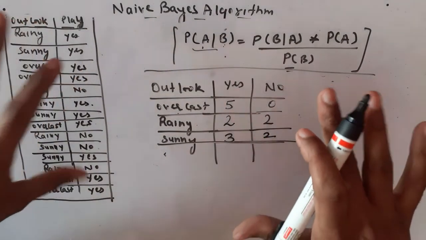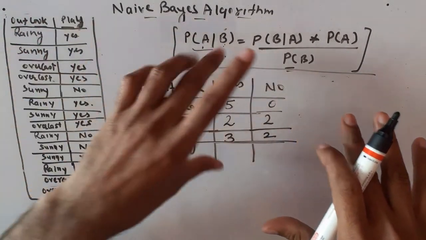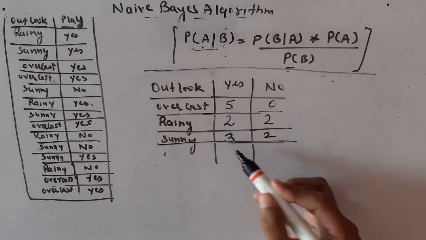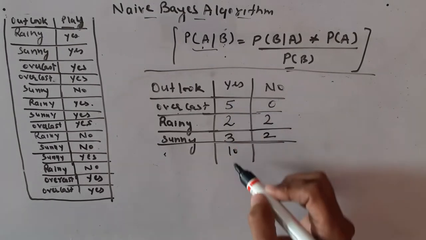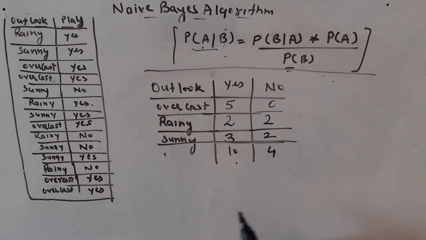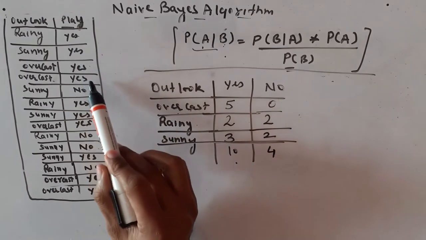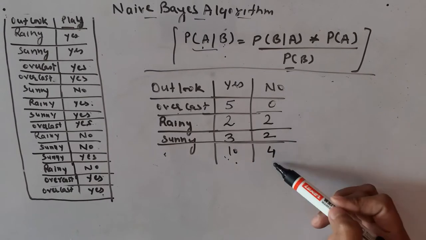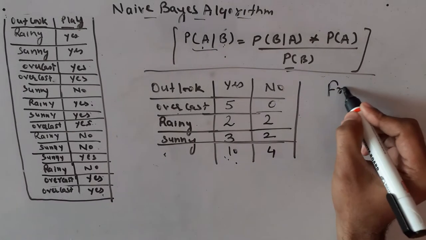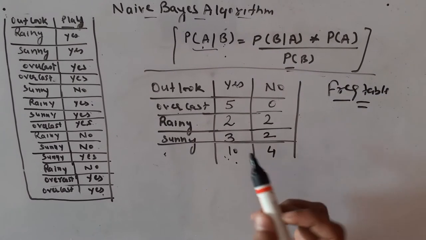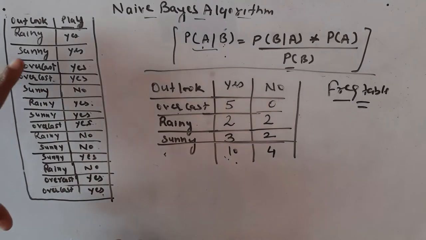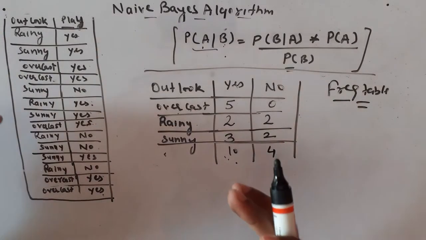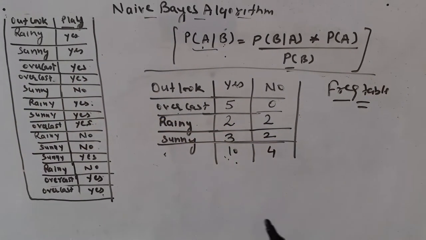I have calculated the occurrence or frequency for each feature, and I put it into yes and no. So you can see 5, 2, 3 for yes. There are a total of 10 occurrences of yes, and 4 occurrences of no. So this is our frequency table. A frequency table is nothing but converting our raw data into another form, where we calculate for each feature how many are yes and how many are no.